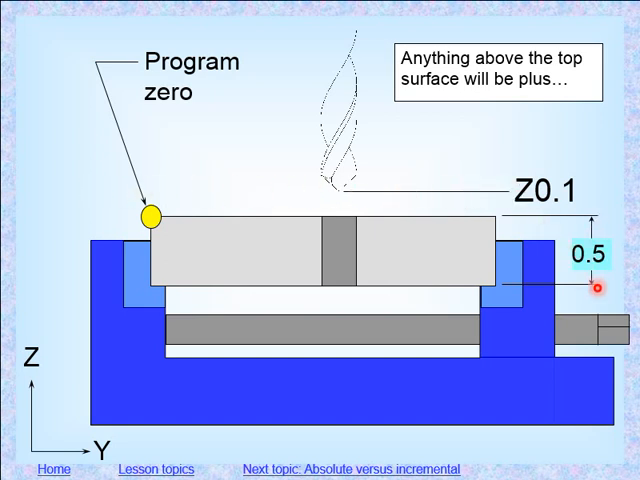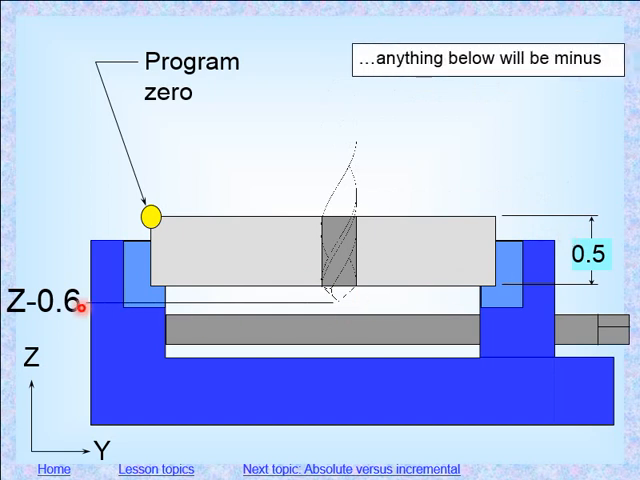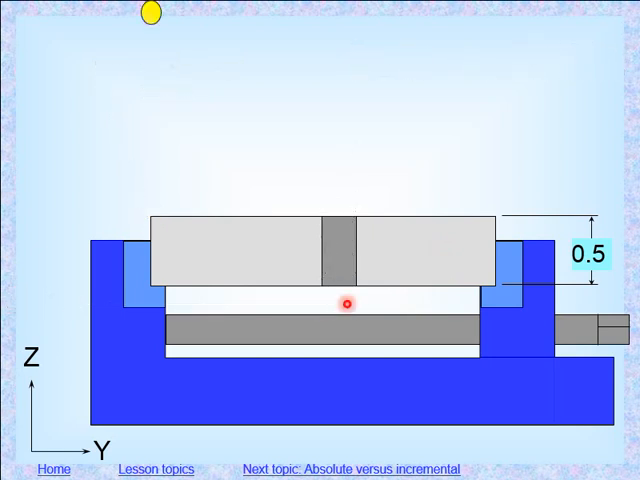I have to go down half an inch from my program origin, plus maybe I drill through the part a little bit. So I bring my drill down to negative 0.6 to get through our part. It's a negative number. It's easy math because really all I'm doing is telling the thickness of my part plus what I want it to break through.